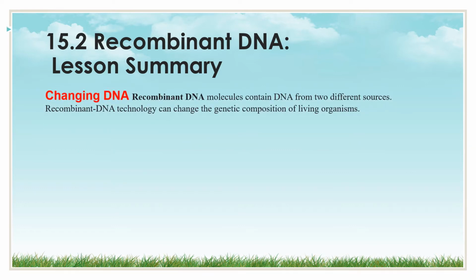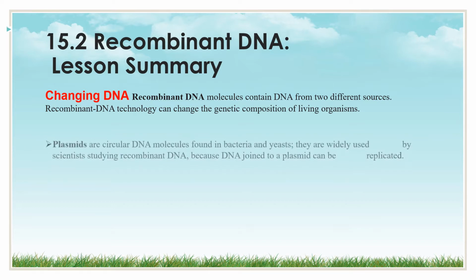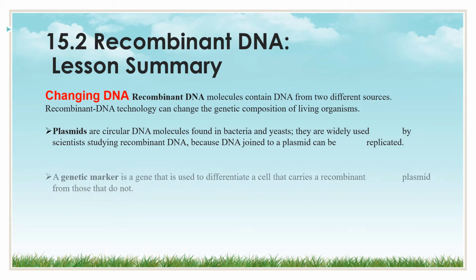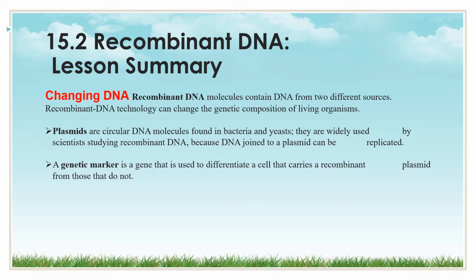In changing DNA, recombinant DNA molecules contain DNA from two different sources. Recombinant DNA technology can change the genetic composition of living organisms. Plasmids are circular DNA molecules found in bacteria and yeast. They are widely used by scientists studying recombinant DNA because DNA joined to a plasmid can be replicated. A genetic marker is a gene that is used to differentiate a cell that carries a recombinant plasmid from those that do not.